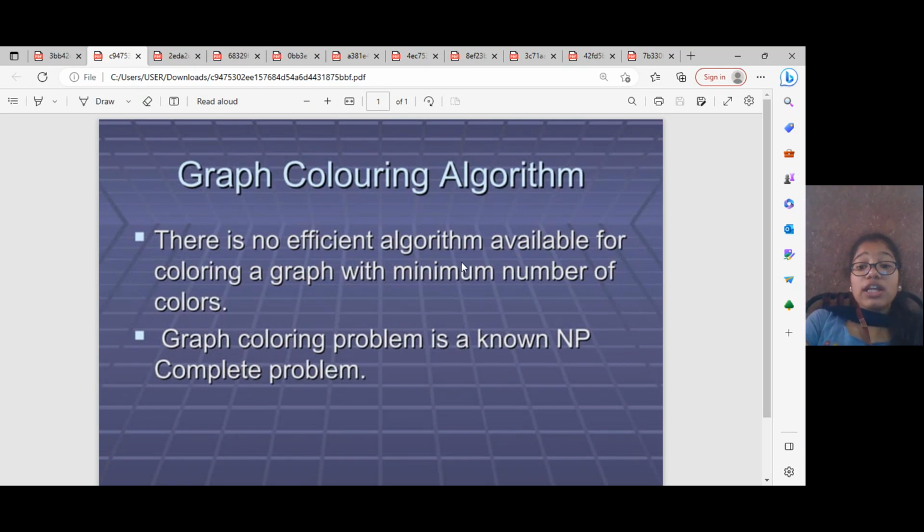There is no efficient algorithm available for coloring a graph with the minimum number of colors. The graph coloring problem is known to be NP-complete.